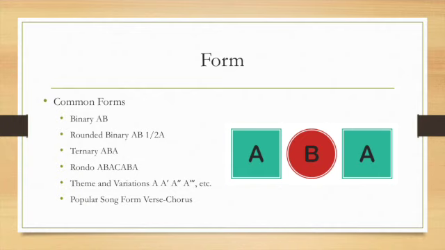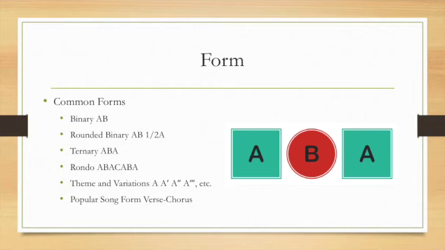We have a two-part form, which is binary, which is represented by the letters A, B. We have rounded binary, which is A, B, and then half of A again. We have a ternary form, which is A, B, and then A returns to us again. Rondo, which is an interesting form. I'll play you an example here of rondo.